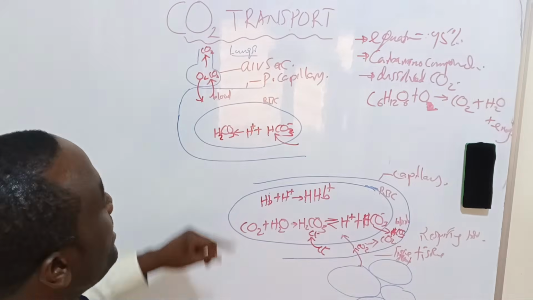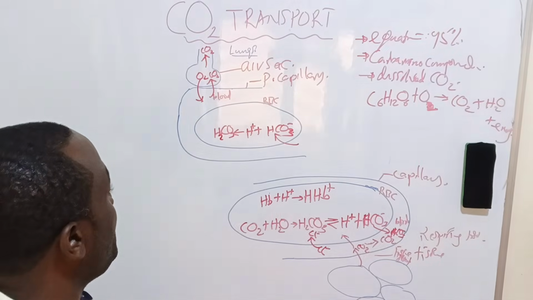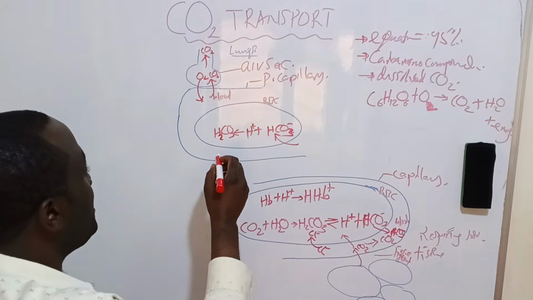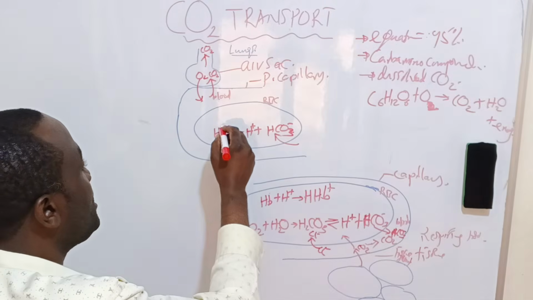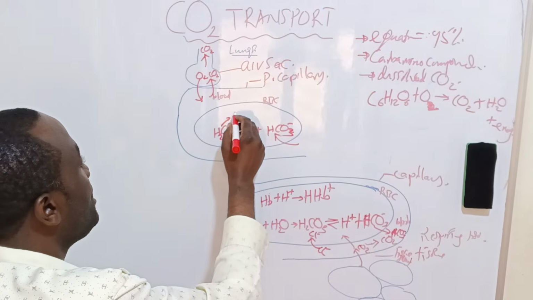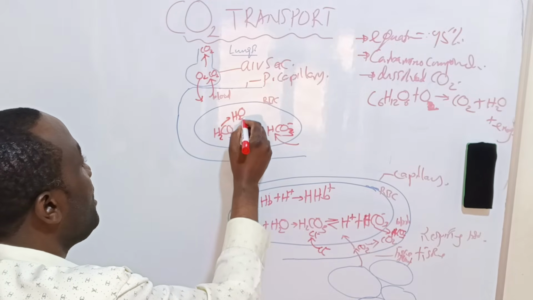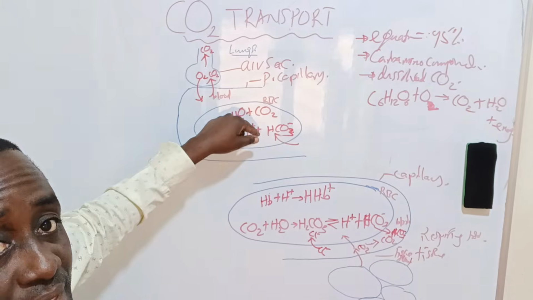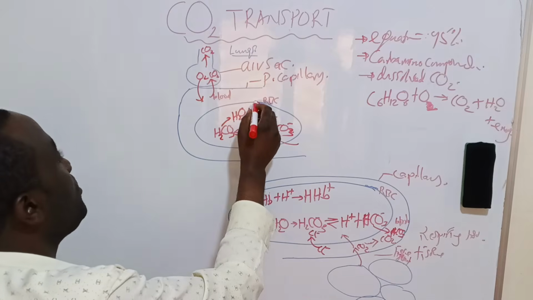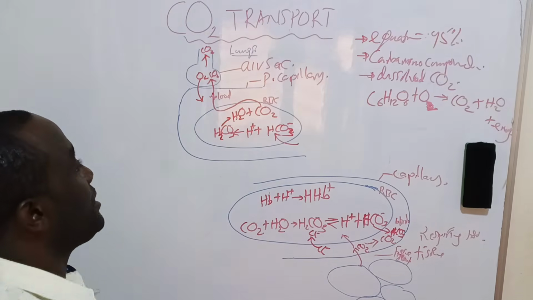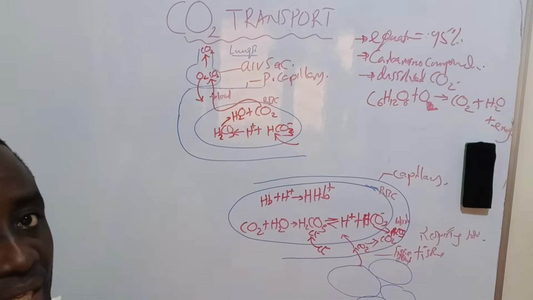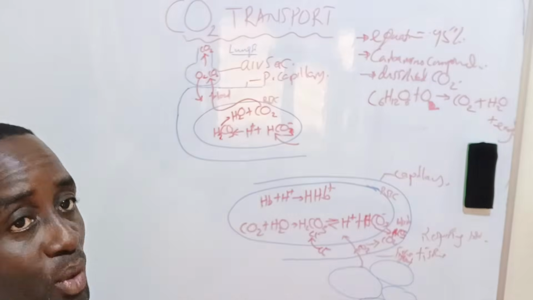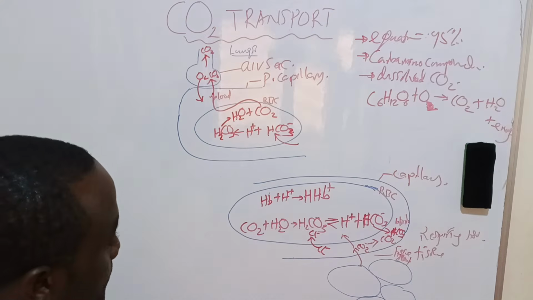Now in the lung, in this kind of atmosphere here, the carbonic acid is going to dissociate into water plus carbon dioxide. In the red blood cell, now the carbon dioxide comes and enters the lungs for expulsion. That is the journey followed by carbon dioxide in the body.